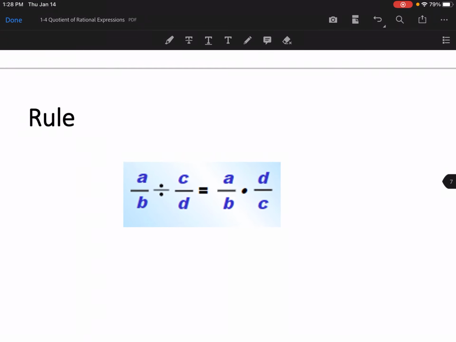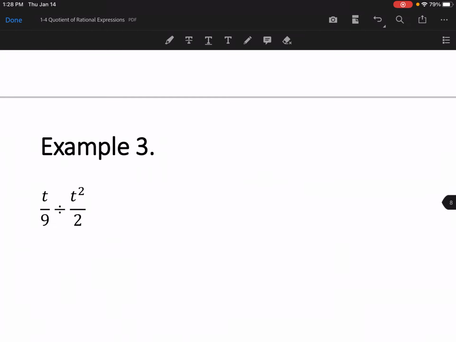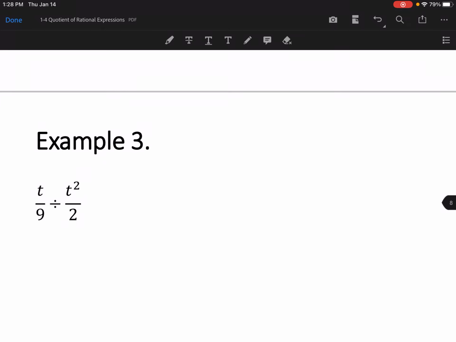So here is the rule. If I have a over b divided by c over d, then I'm doing a over b times d over c. I keep my first fraction, change the division to multiplication, then flip my last fraction from c over d to d over c. All right, let's look at one more example before we do our practice.